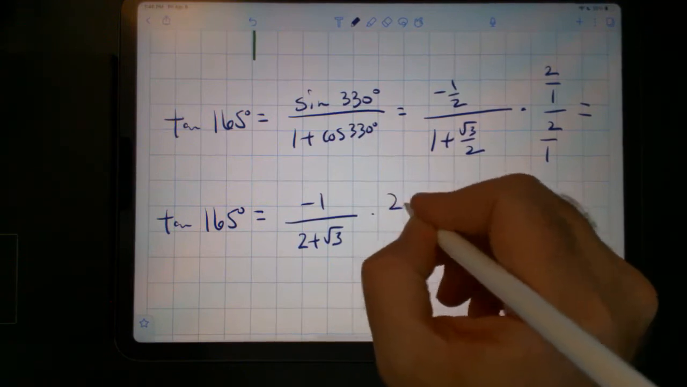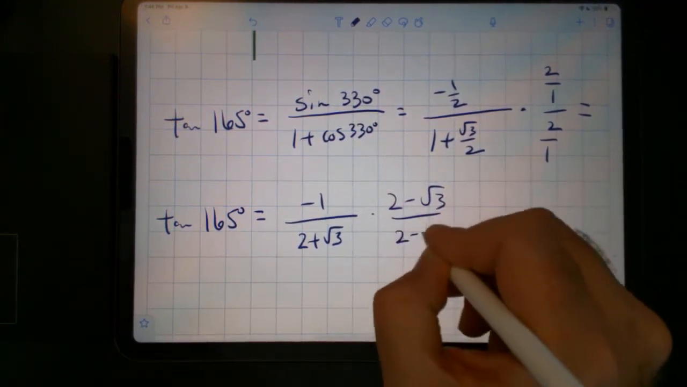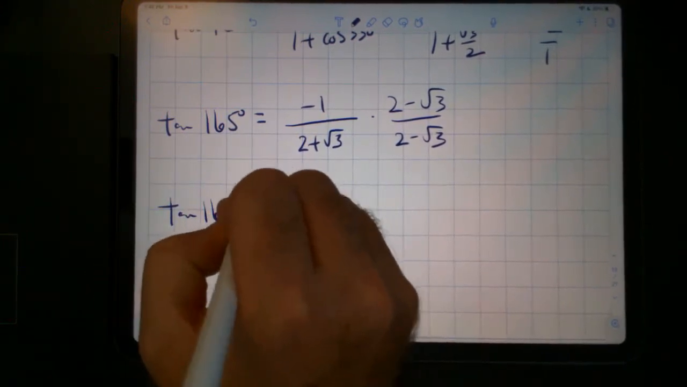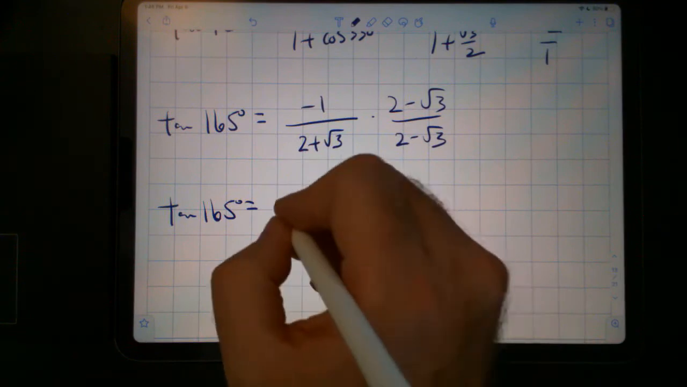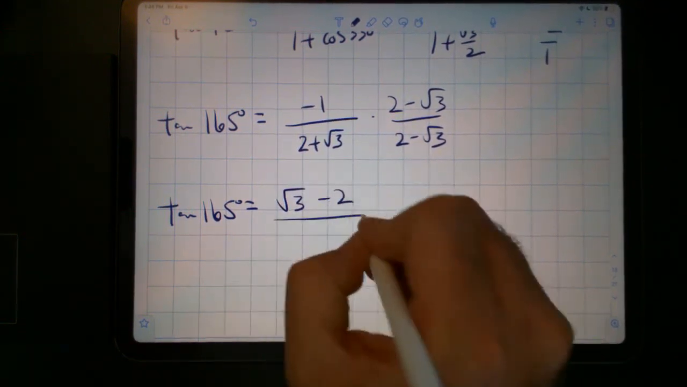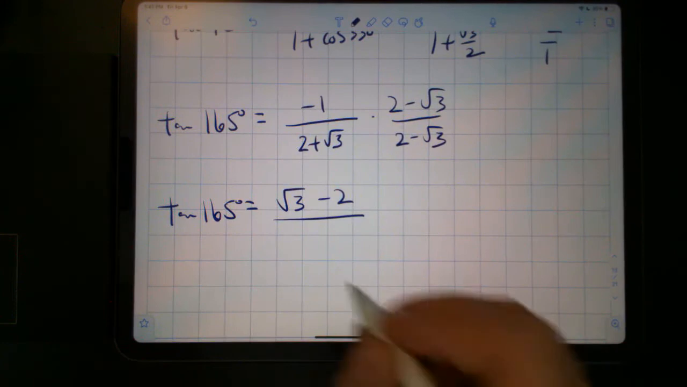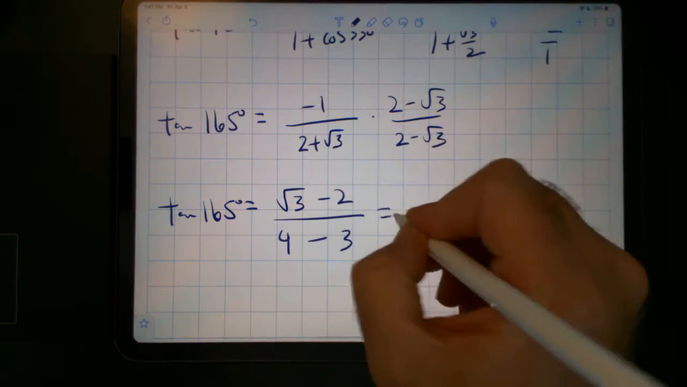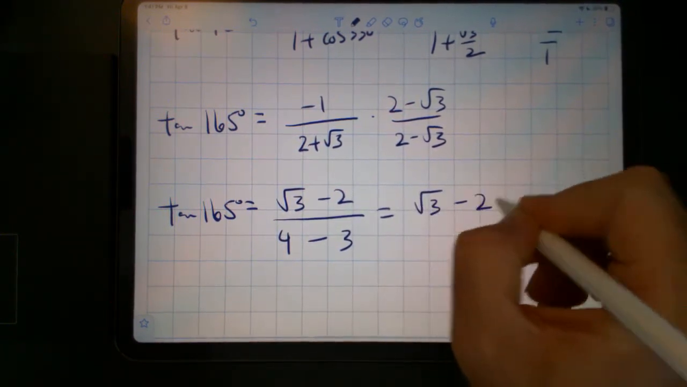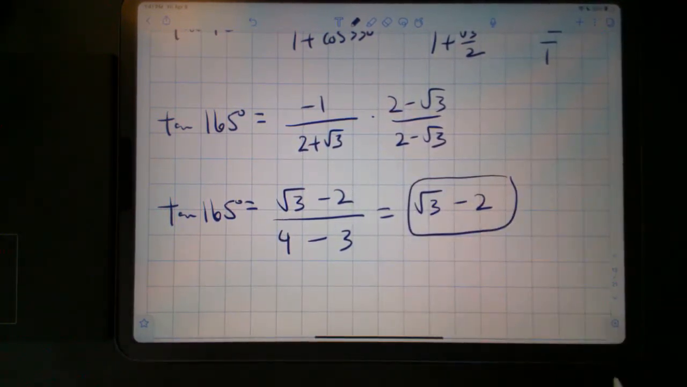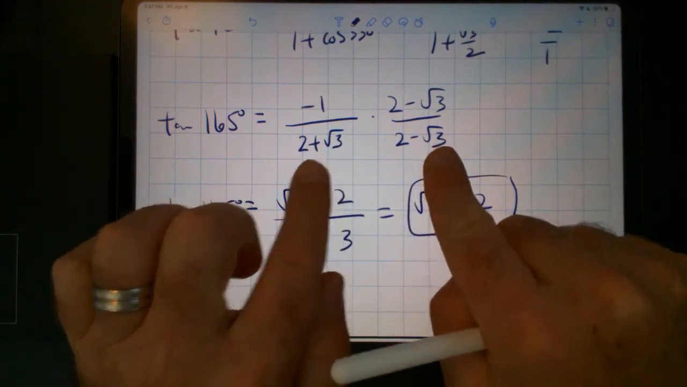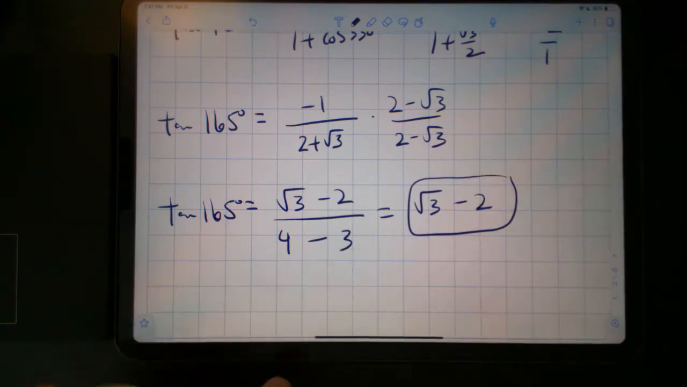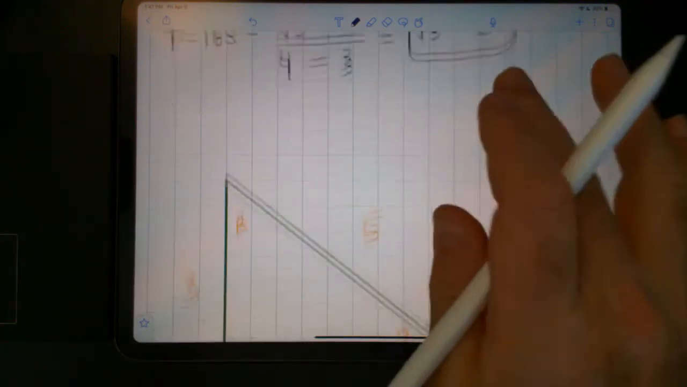Rationalize the denominator. And we have radical 3 minus 2 in the numerator. And square the first term, square the second term, and negate the 2. And this tells us we have radical 3 minus 2. Multiplying difference of squares. Square the first term, square the second term, negate the 2. 4 minus 3 is 1.